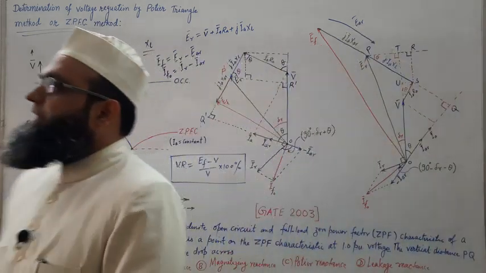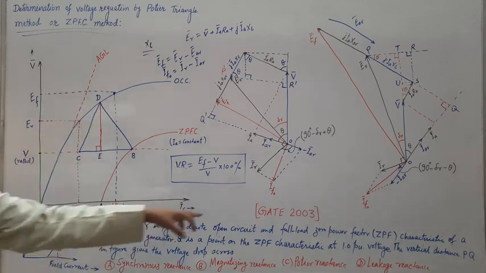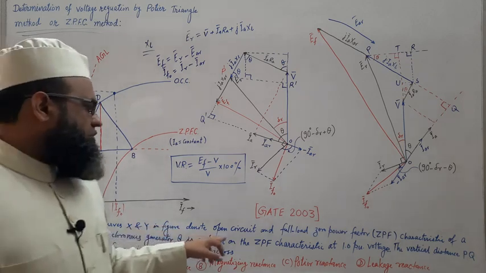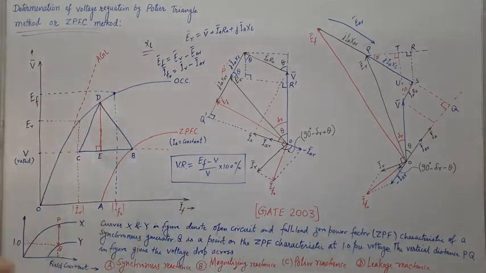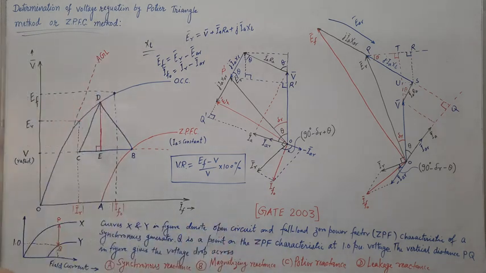Let us quickly solve one very small problem based on Potier triangle. This problem was asked in GATE 2003. It says that curves X and Y, this curve was there in the exam, X and Y in figure denote open circuit and full load zero power factor characteristic of a synchronous generator. Right? This is OCC and this is ZPFC, the same OCC and ZPFC. Q is a point on the ZPFC characteristic. This is Q denoted in the figure itself.